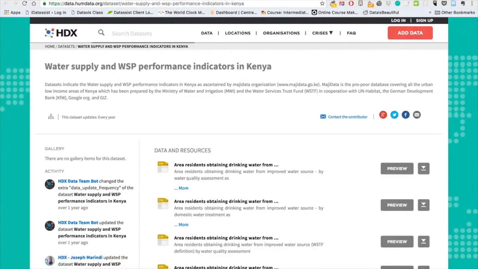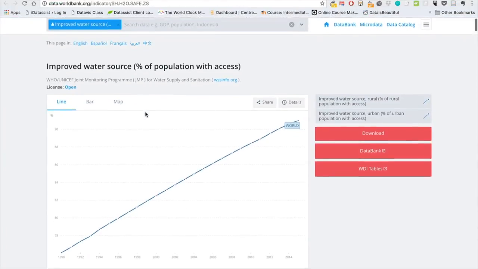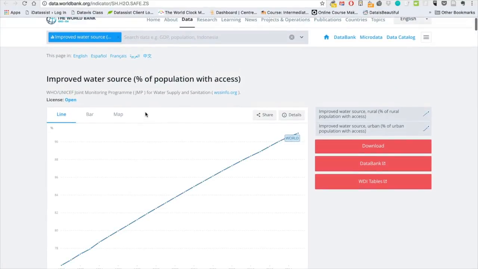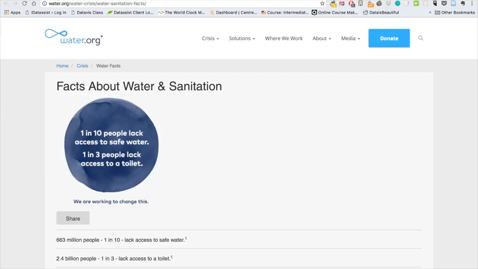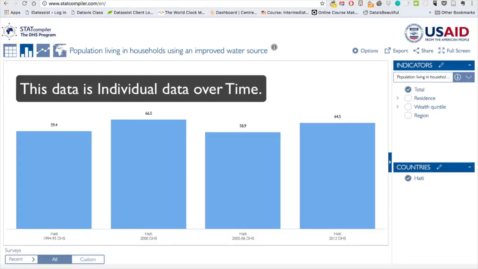So we'll start looking for different places that might have data at the individual level within the countries we're interested in. Here's the World Bank, here's UNICEF, here is water.org. There's many different places that have data on water, and we settle on the DHS program that's run by the USAID. One of the reasons that the DHS program data is so valuable is that they collect data on individuals and households over a long amount of time.